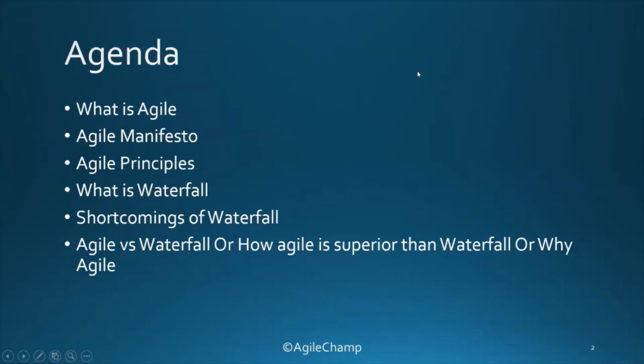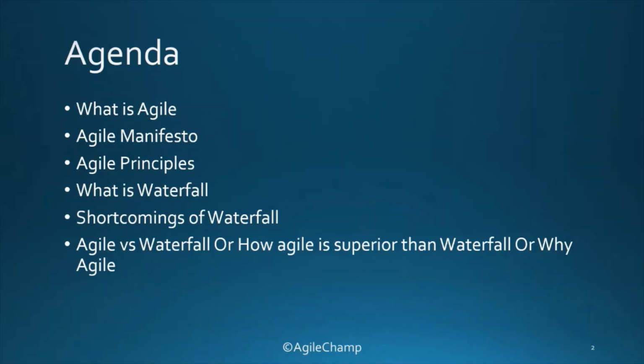Now we will discuss Agile Principles. So there are a total of 12 Agile Principles. First one is: our highest priority is to satisfy the customer through early and continuous delivery of valuable software. This principle gives importance to customer satisfaction through early and continuous delivery.